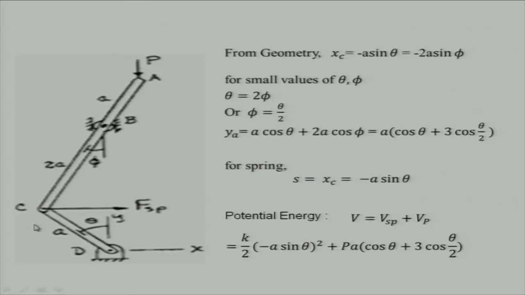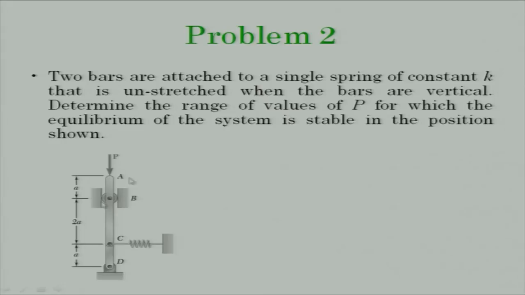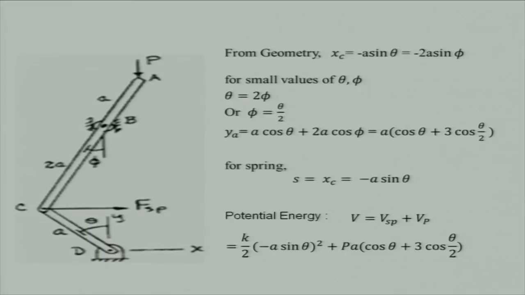Now we are going to make use of the small theta approximation here, because what we are asked in this question is to verify that this position is an equilibrium position and then determine the range of values of P for which the system is in equilibrium. So this is our base position, theta equal to 0 and phi equal to 0. Now you tell me, if some theta is given, what is the extension of the spring? A sin theta. A sin theta is the extension in the spring. So (k/2)(A sin theta)^2 will be the potential energy of the spring.